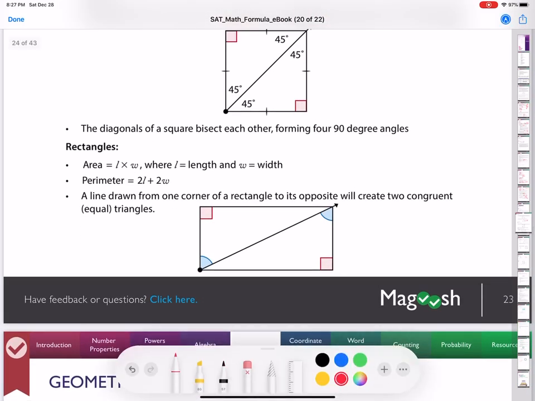Okay. Rectangles. A rectangle's perimeter is what? 2 times length, because there are 2 lengths and 2 widths, right? 2L plus 2W is the perimeter. How can you find the area of a rectangle? Length times width. Okay, it is easy.